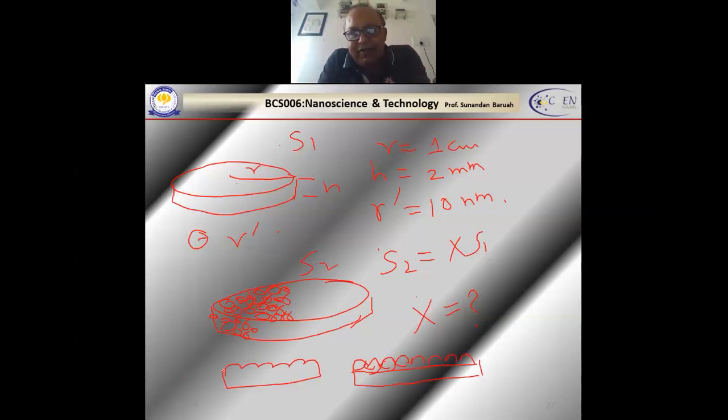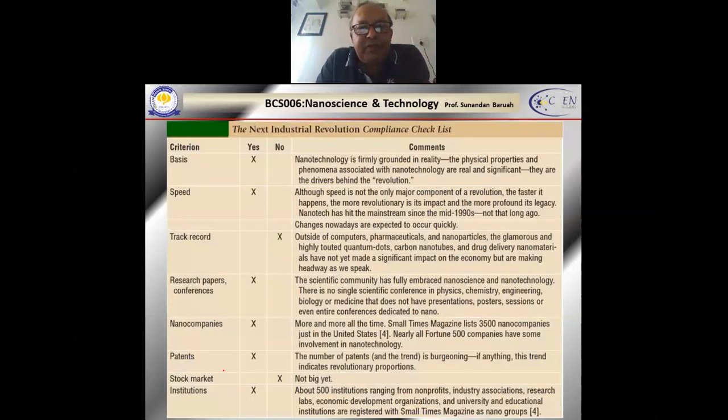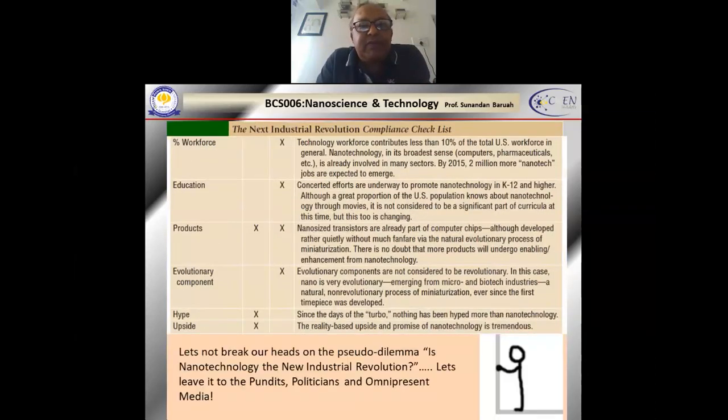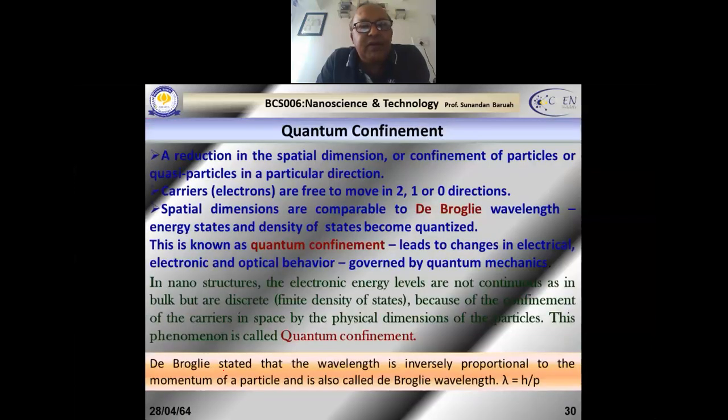So try this out. I will also solve this. I'm just giving it on the spot, so I also don't know the answer. Let me also solve this, and then we will discuss in the next class. Let me skip all this. Let me see if something interesting is there.